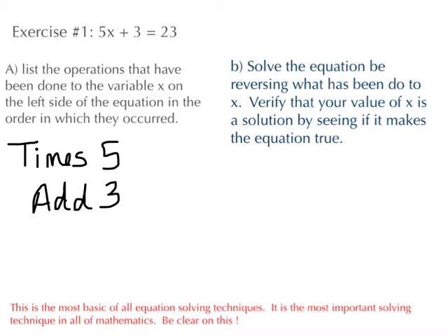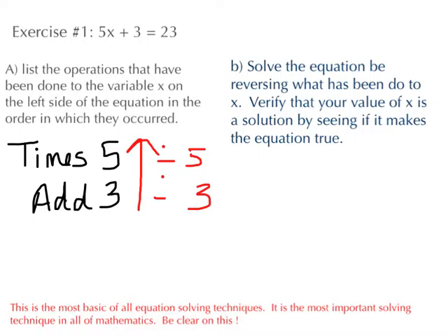Now it says solve the equation by reversing what has been done to x. Verify that your value of x is a solution by seeing if it makes the equation true. So what that means is I'm going to now work in reverse order using the opposite of what I see. If I see adding 3, I'm going to do subtracting 3. And when I get to times 5, I'm going to divide by 5.